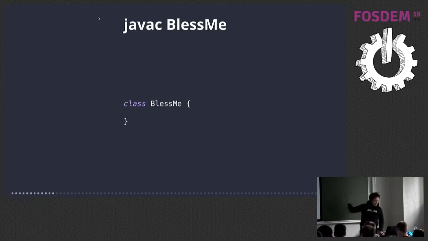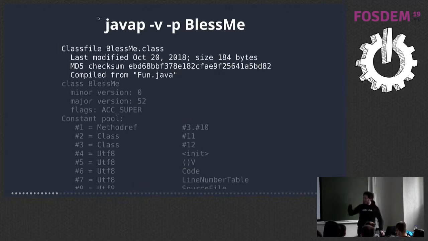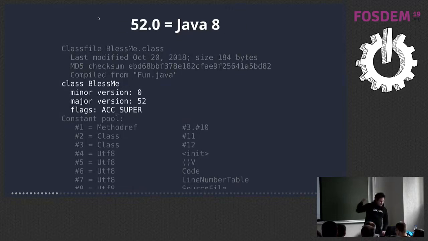We compile it, then we decompile it. For the decompilation, we use javap, a standard tool out of the JDK, with -v for verbose and -p to show privates, everything, on the resulting class file. What we see inside is some metadata about this class file, information about which bytecode version we have here. Reminder: major version 52 in bytecode is Java 8.